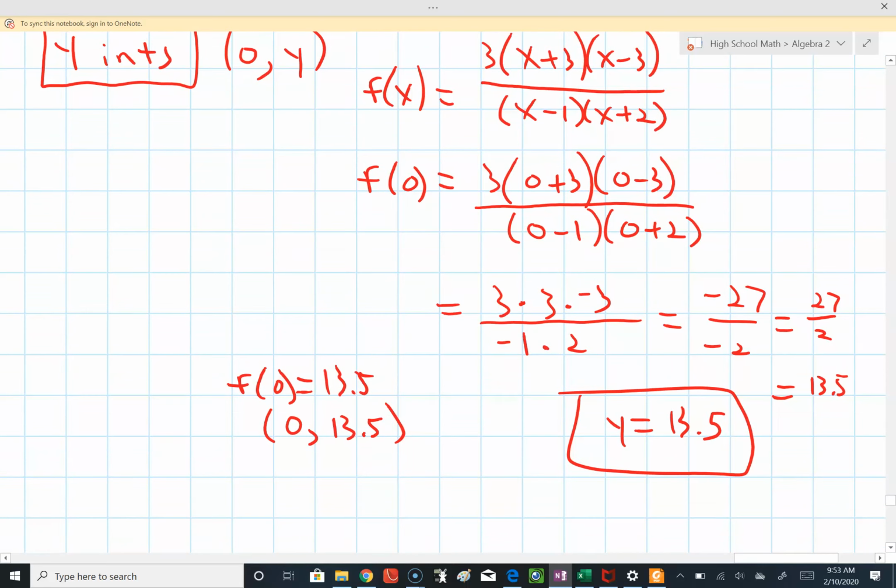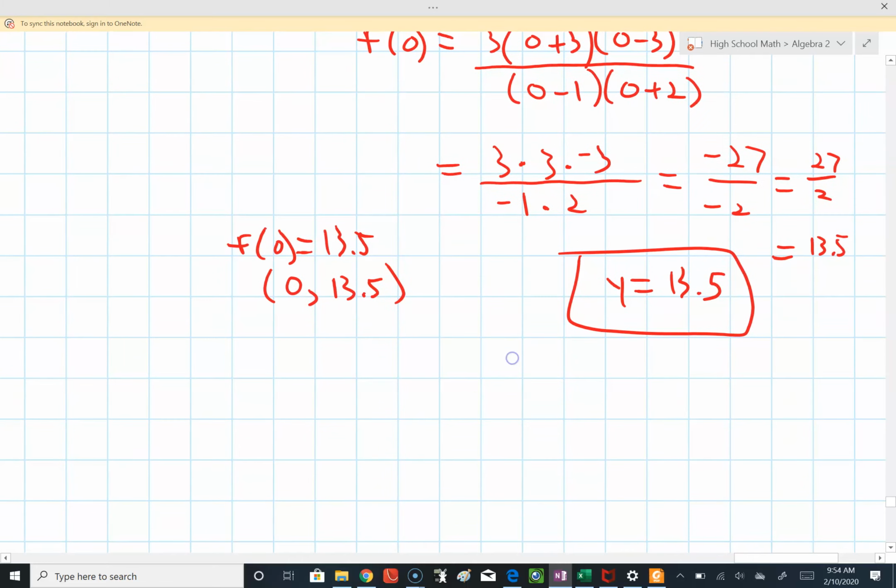Okay. If you didn't quite finish, forgive me, we won't get to enough of them going kind of fast. We're saying that y is 13.5. We're saying f of 0 is 13.5. That's the same as the point (0, 13.5). Any questions? Okay. Nothing new there. We've done that.